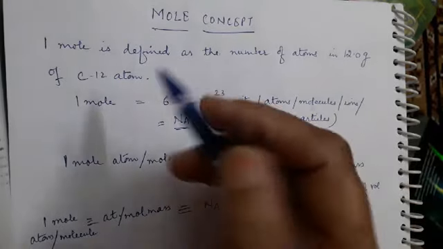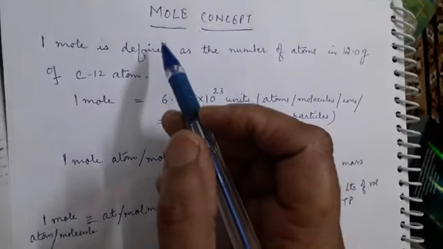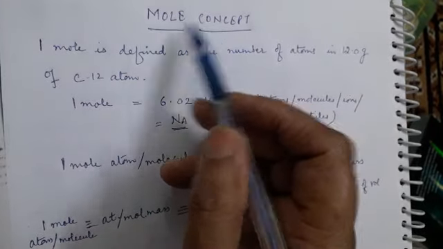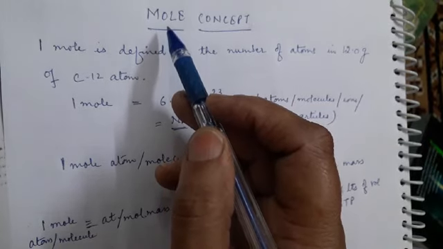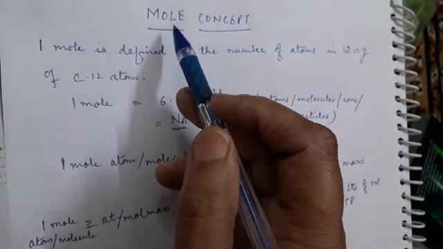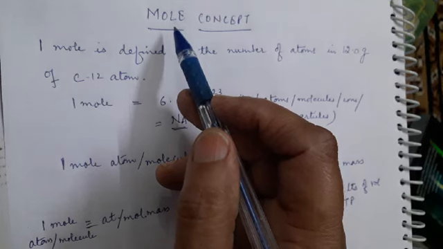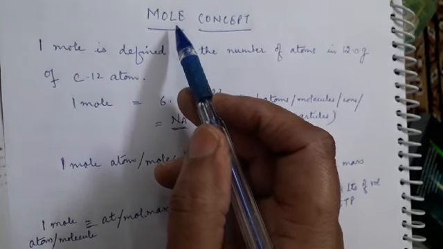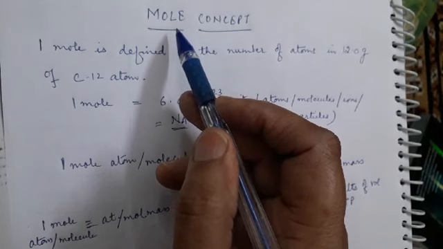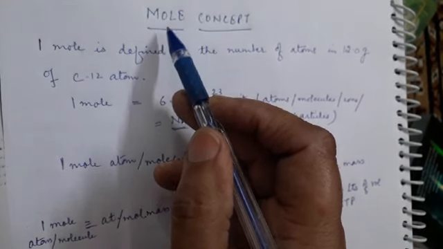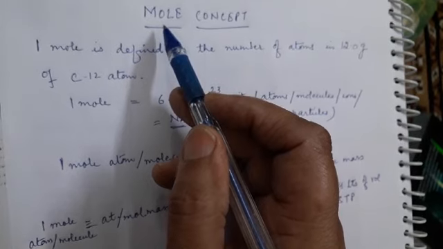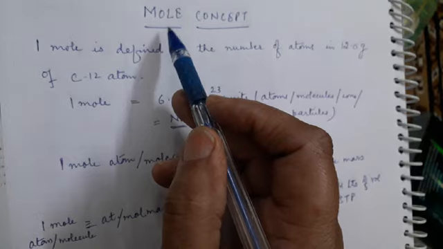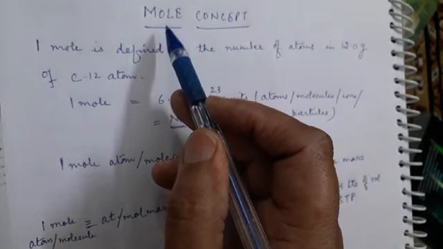Hello dear students. Today we are going to learn about the mole concept. As we talk about different units like dozen, gross, etc., in the same way, mole is also a unit of any particles. These particles may be atoms, molecules, ions, or any other form of species it can be. How do we define a mole?